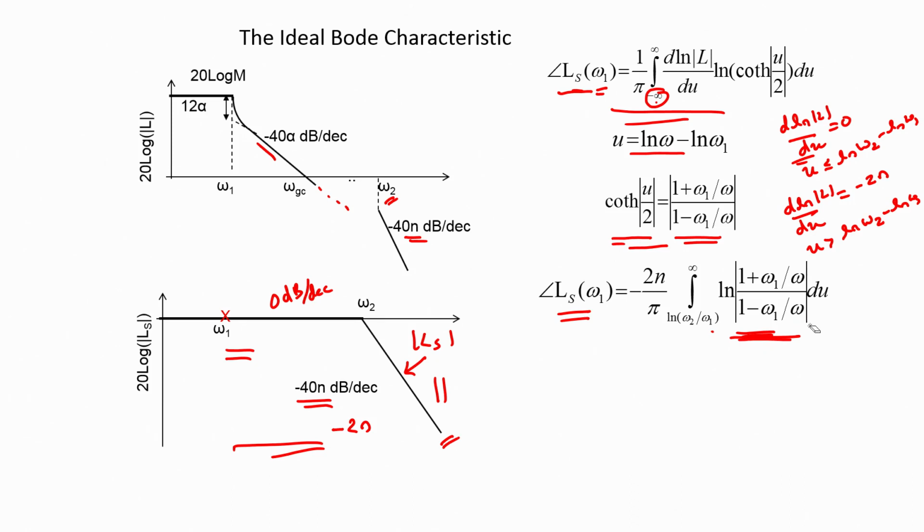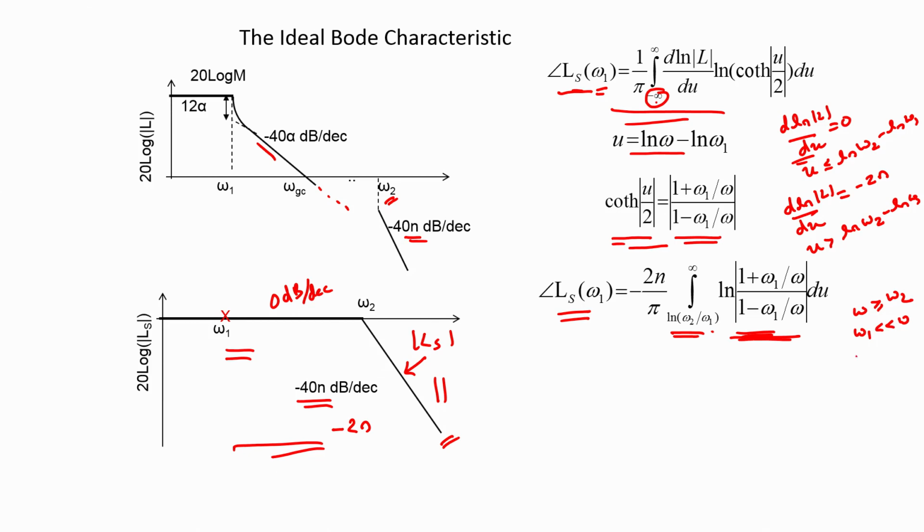Now, we note that the frequencies omega in this integral will always be greater than or equal to omega 2, because the lower limit for the integration is the frequency omega 2, or the variable u would be ln of omega 2 minus ln of omega 1, or equivalently ln of omega 2 by omega 1. So, since the frequency omega is much greater than omega 2, we note that the frequency omega 1 is also going to be much less than the frequency omega.